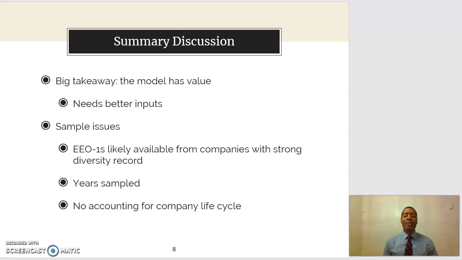And lastly, there was no accounting for a company's life cycle. This sample included firms like Apple, which has been around since 1980, and then Slacker Technologies Incorporated, which just had its initial public offering last year.